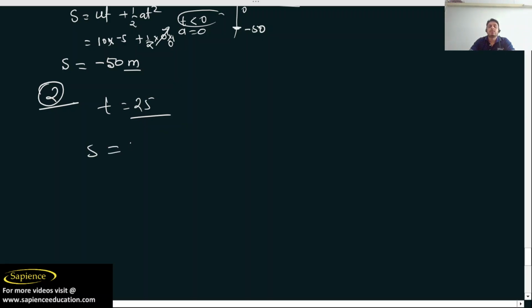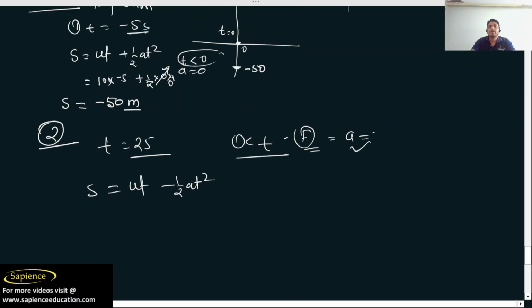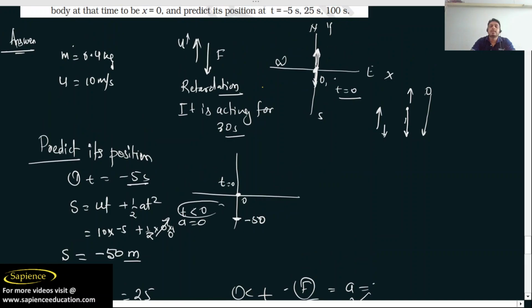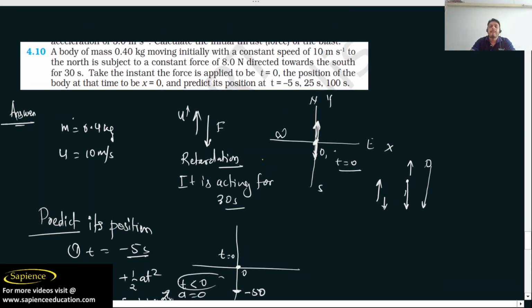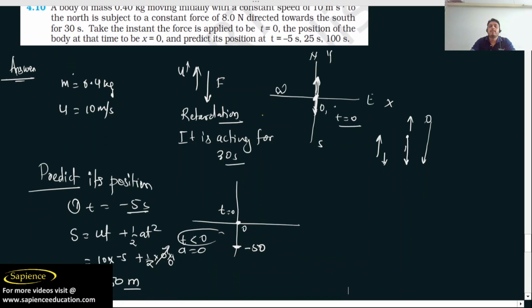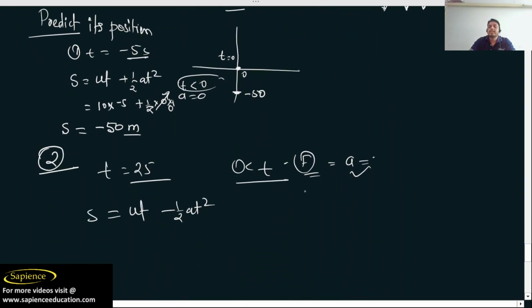Now s is equal to ut minus 1 by 2 at square. Since t is greater than 0, at that time force is acting. So if force is acting, acceleration is there. So what is the acceleration? How much acceleration is it here? How will you find the acceleration? Mass is given, force is given. So acceleration will be equal to force by mass. Force is your 8 Newton, it is given. Mass is how much? Mass is your 0.4.